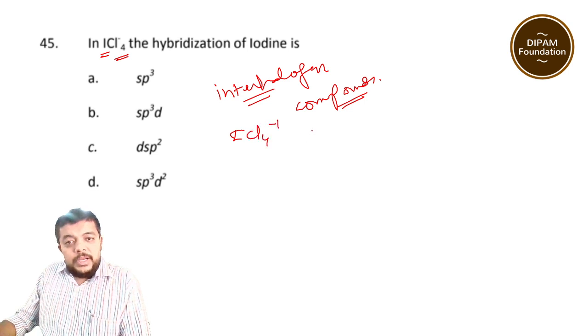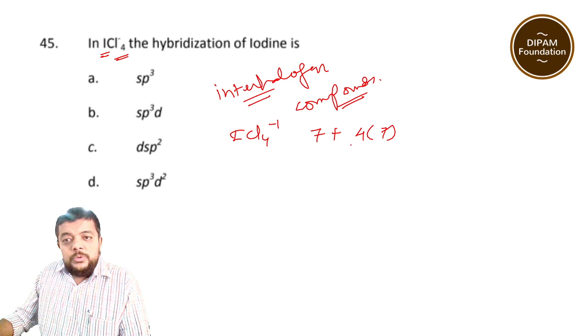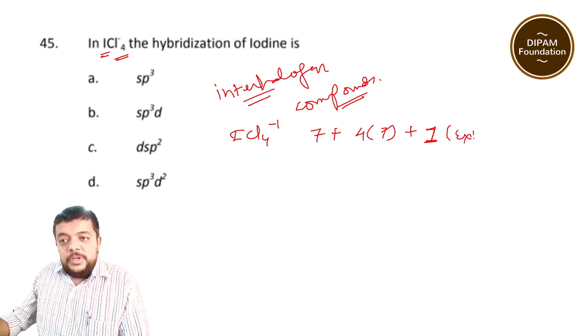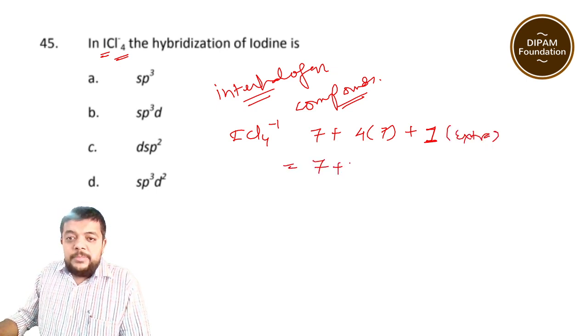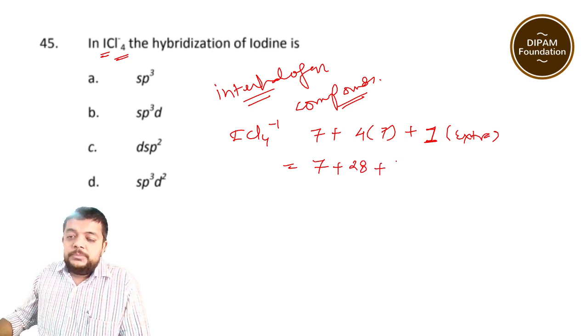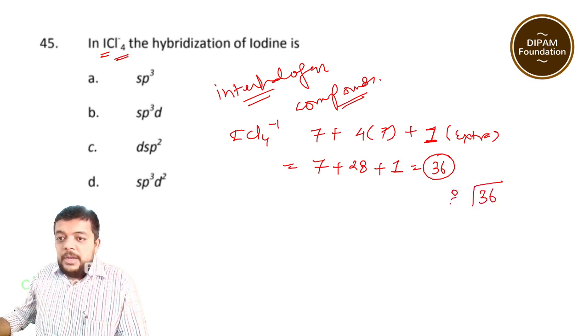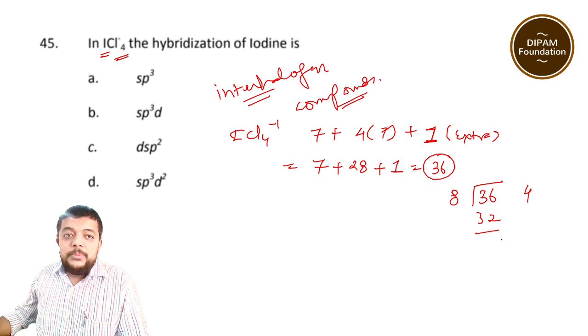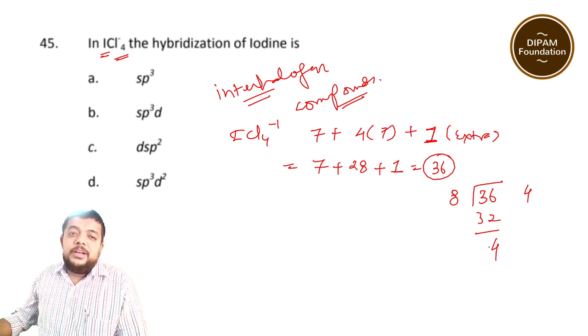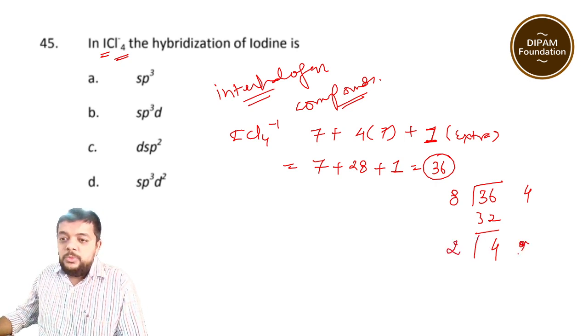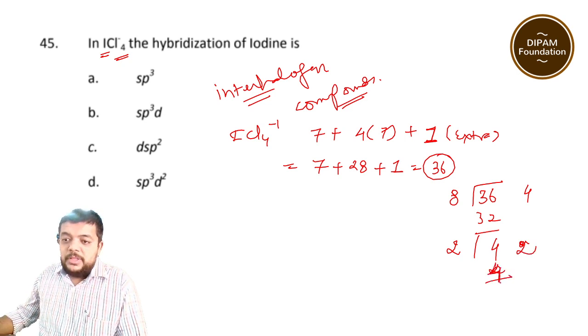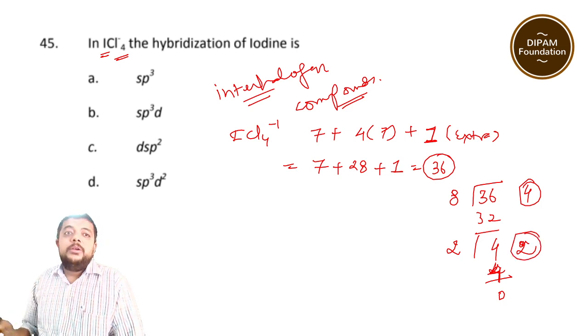Let us calculate. Iodine is 7, 4 chlorines at 7 each, and minus 1 means 1 extra electron is going to be added. So it is 7 plus 28 plus 1, so 28 plus 8, you end up with 36. Now, be very clear. Apart from having 8, 4 times 32, you are left with 4. When you are left with 4, you divide it by 2, so 2 times 2, 4, and therefore 0. So you have 4 bond pairs and 2 lone pairs.